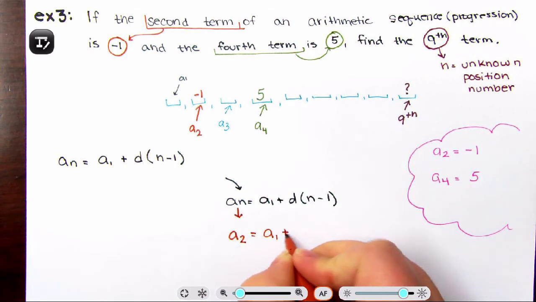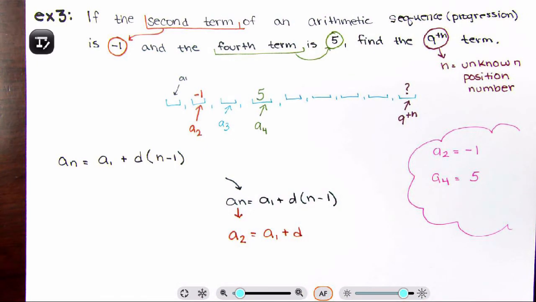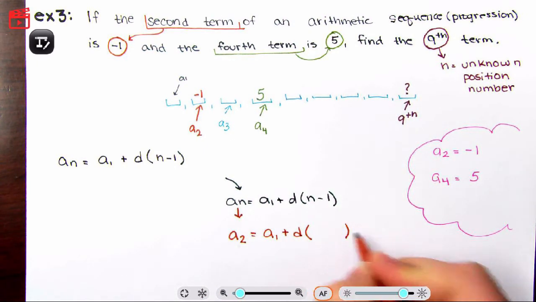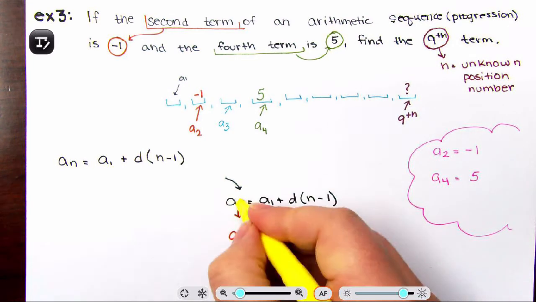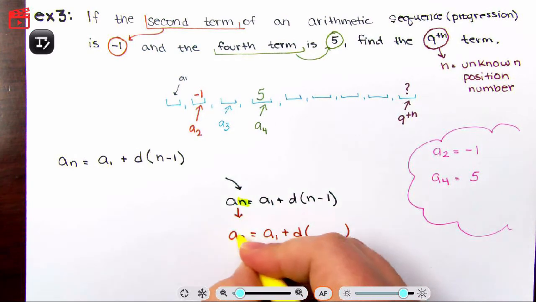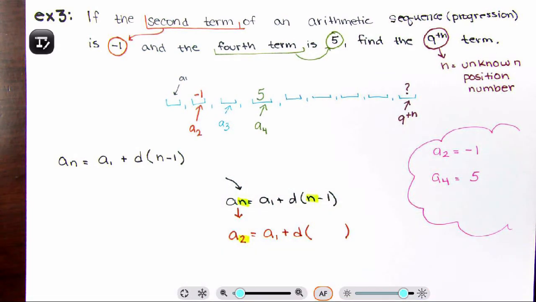I still do not know what my common difference is. However, I do know what n is. So remember, n's must always match. So if n is now 2, this n also has to be 2. And minus 1 always stays the same.